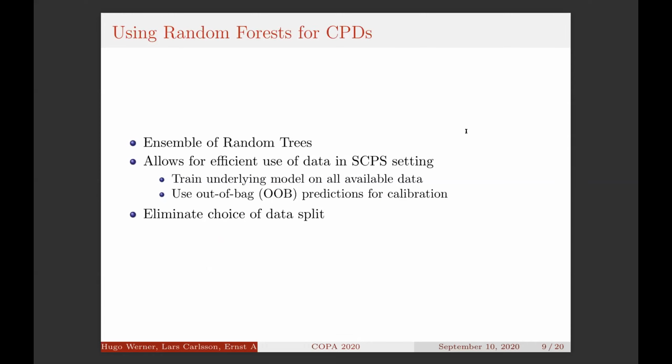I said that we could train some arbitrary model, and what we've seen from earlier work in conformal regression is the use of random forests, which is an ensemble of random trees. What's quite nice about them is it allows us to use all the data for training and then use these out-of-bag predictions for calibration. So in a sense, it's a more efficient way of using the data, and also eliminates the choice of one hyperparameter.